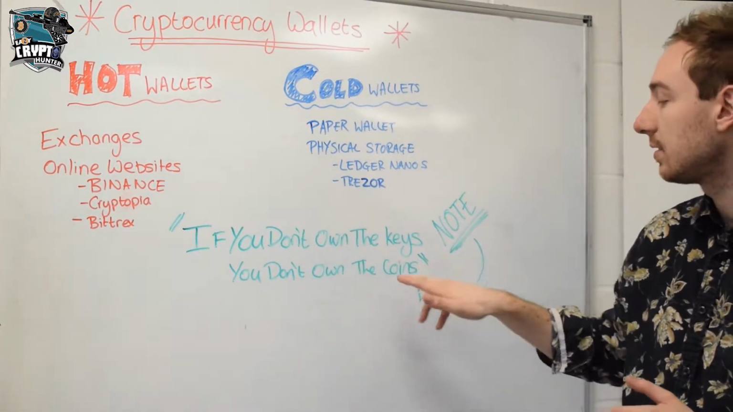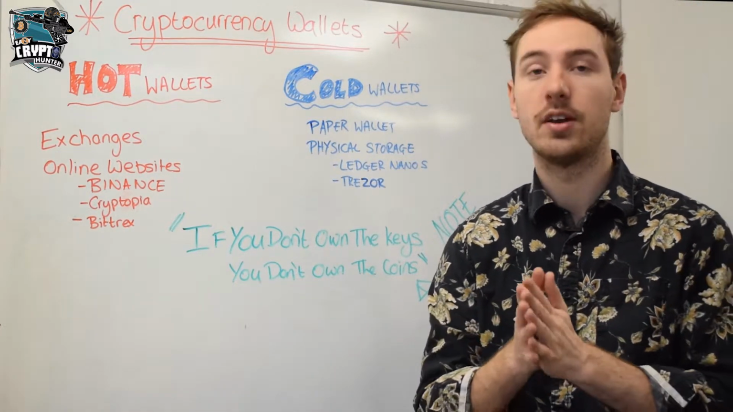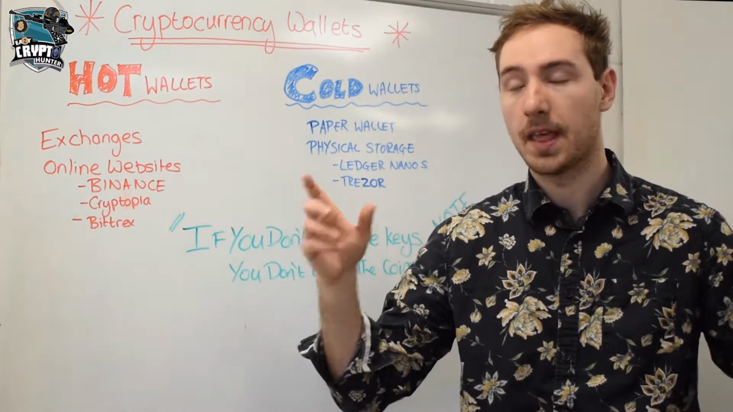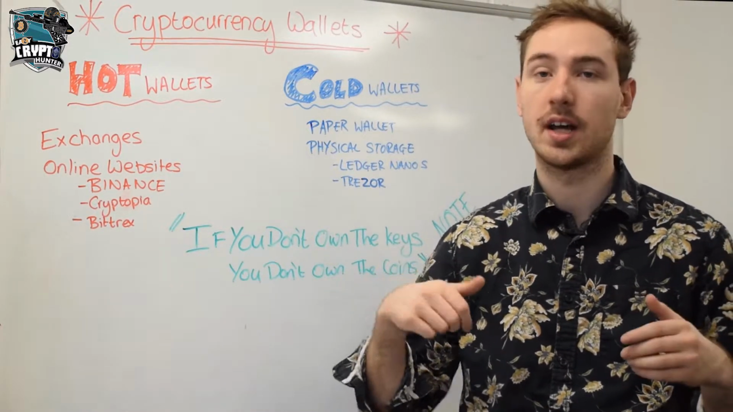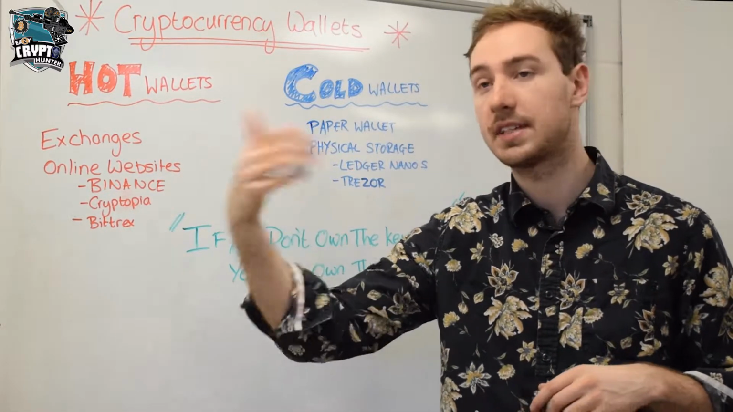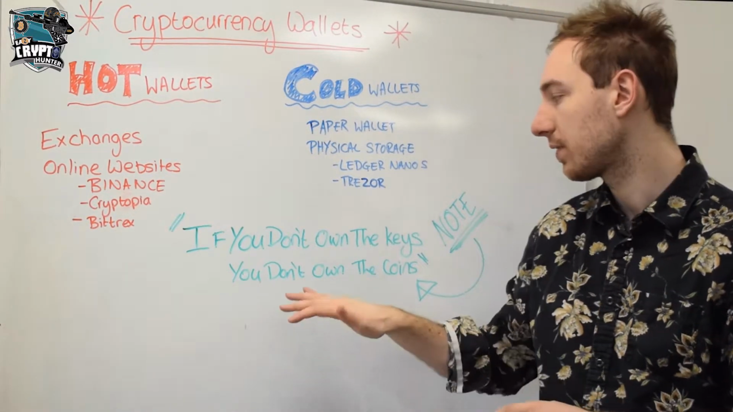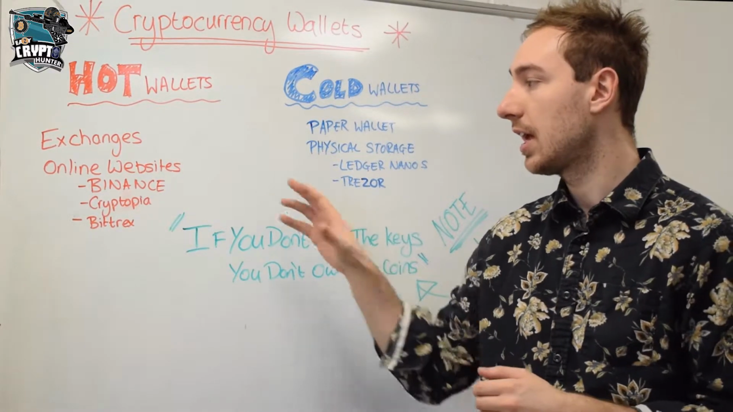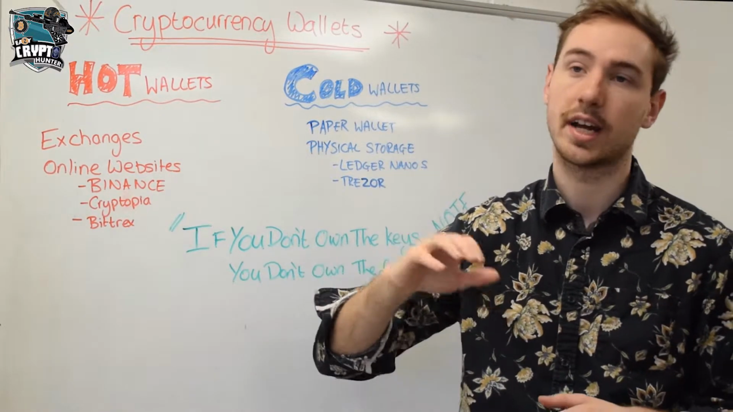So this is where this rule comes in: if you don't own the keys, you don't own the coins. Now you're probably thinking, what the hell are keys? In a nutshell, say you have a Bitcoin wallet address, a unique address, and you can log on to something like Coinbase or Binance and you have a Bitcoin address there and your Bitcoin can be sent from there and received there. It's almost like renting a house. If you rent someone's house, you can live and stay there and do everything you need to do.